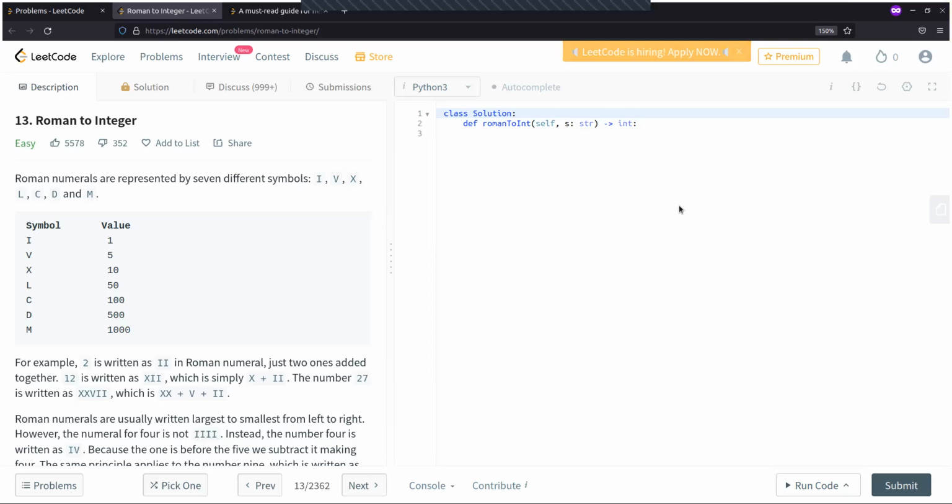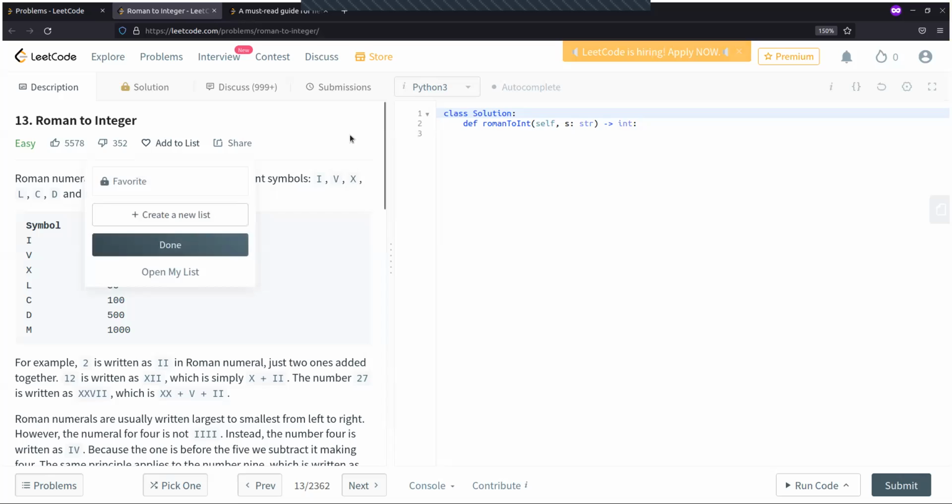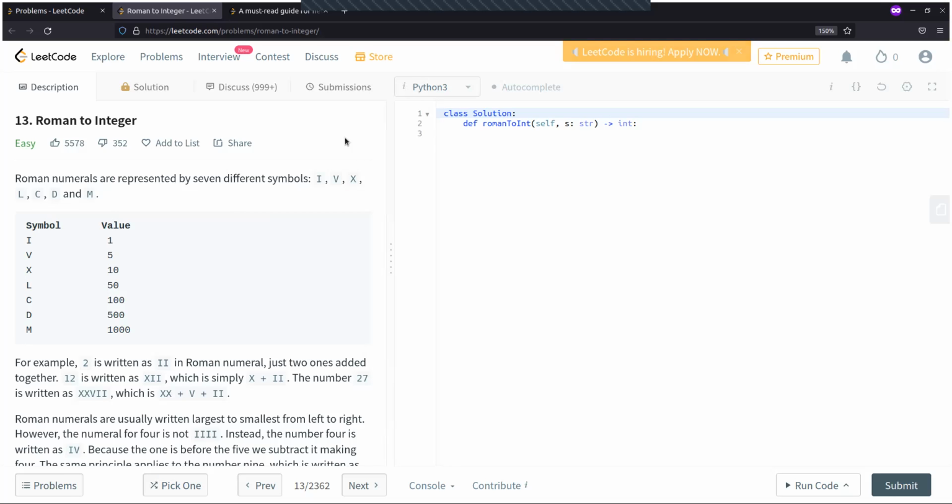Today we are going to solve an easy LeetCode problem. I think this is a very important problem from an interview point of view. I believe that everybody who is preparing for an interview should be able to solve this question. So let us look at the question.